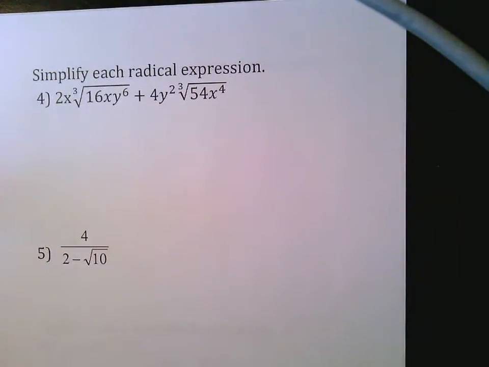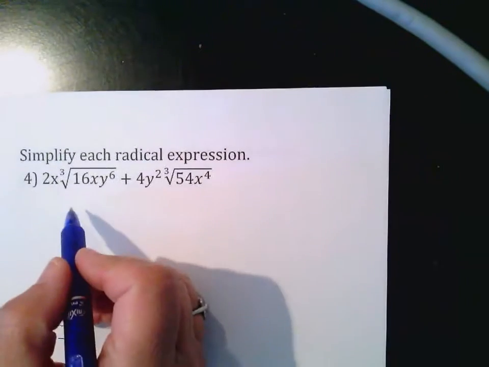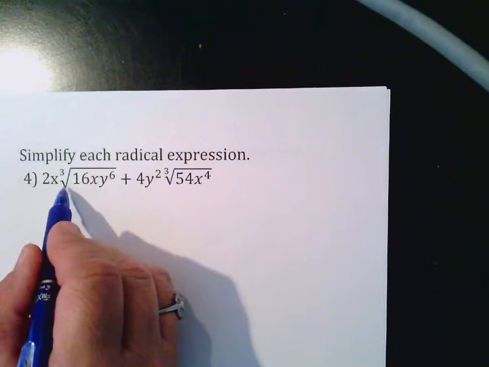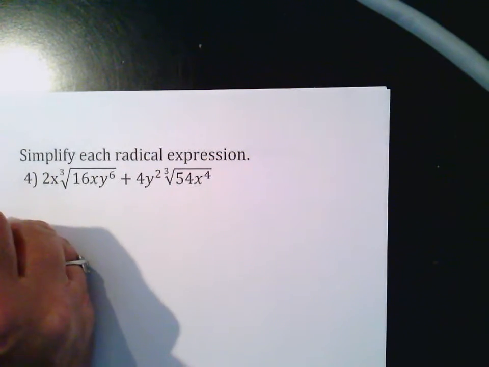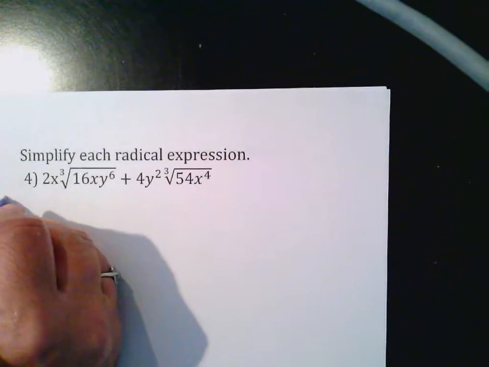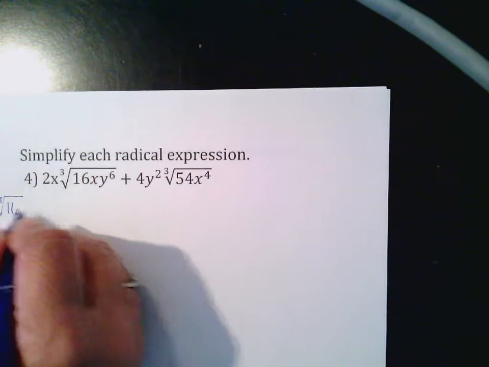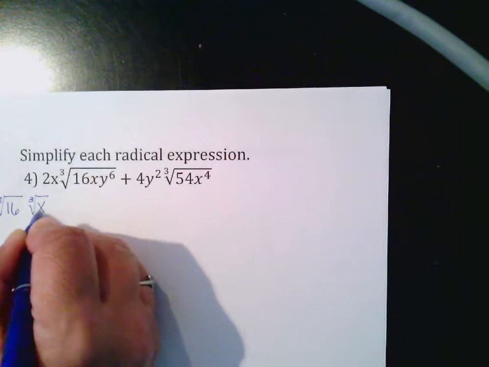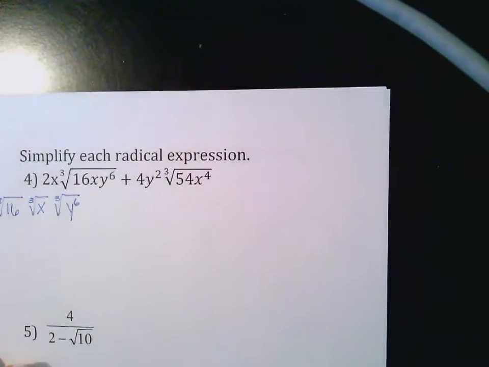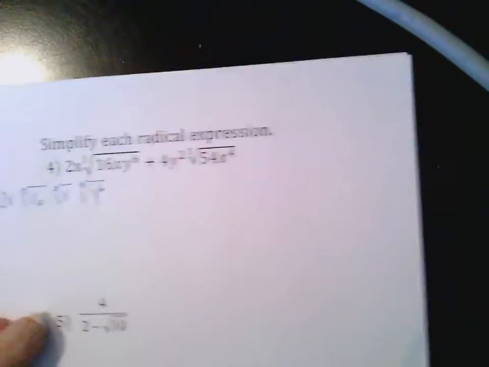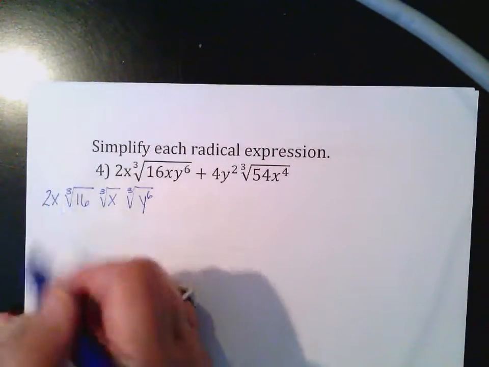When we're dealing with radicals, first we need to simplify the radical, and then if they're like terms, we can combine like terms. But we're going to start with number 4, and everything that's under the radical we're going to pull apart. This is a cube root, so I have 2x already out to the side, and then I have the cube root of 16, the cube root of x, and the cube root of y to the 6th. The 2x isn't under a radical, so it's just going to stay 2x.